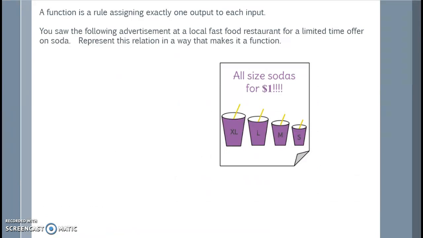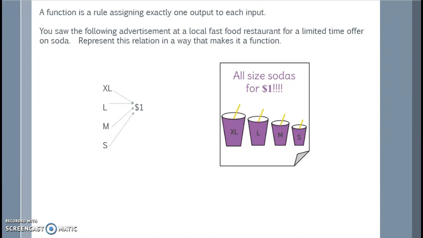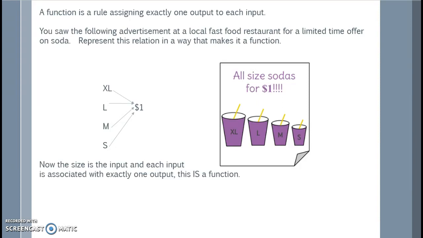You saw the following advertisement at a local fast food restaurant for a limited time offer on soda. Represent this relation in a way that makes it a function. All size sodas for $1. So let's say I have $1. That dollar could give me an extra large, a medium, and a small. So if I'm using my input as $1, my outputs would be the different sizes. This creates a problem because this does not represent a function, since the only input goes to many different outputs. Rather, let's reverse and have each size represent $1. So now the size is the input, and each input goes to exactly one output. So this is a function.